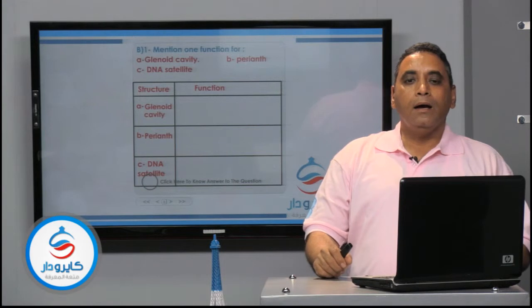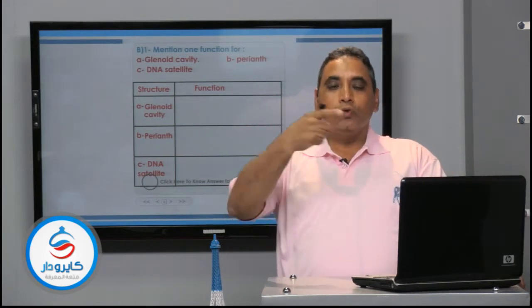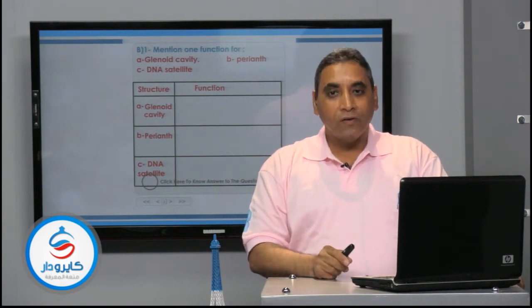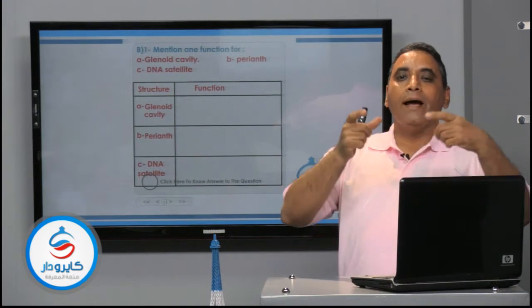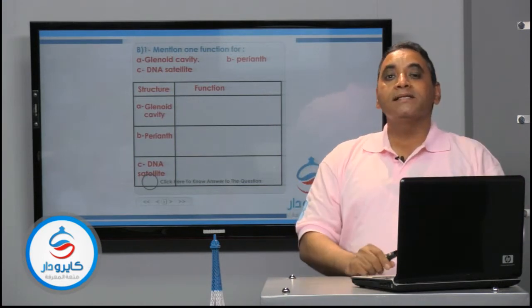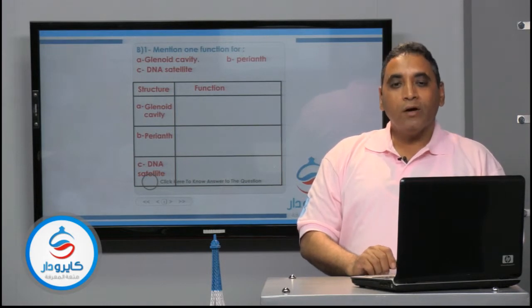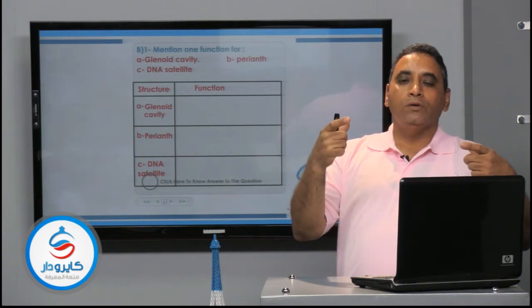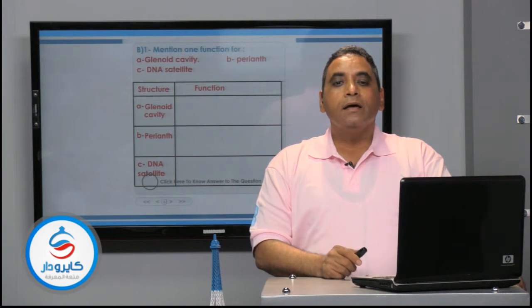But the perianth, we understand that the outer two floral whorls are the calyx and the corolla in the dicot flower. But in the case of the monocot, the calyx and the corolla have the same structure, the same color, and the same function. So in the monocot flower, the two outer floral whorls are called the perianth.